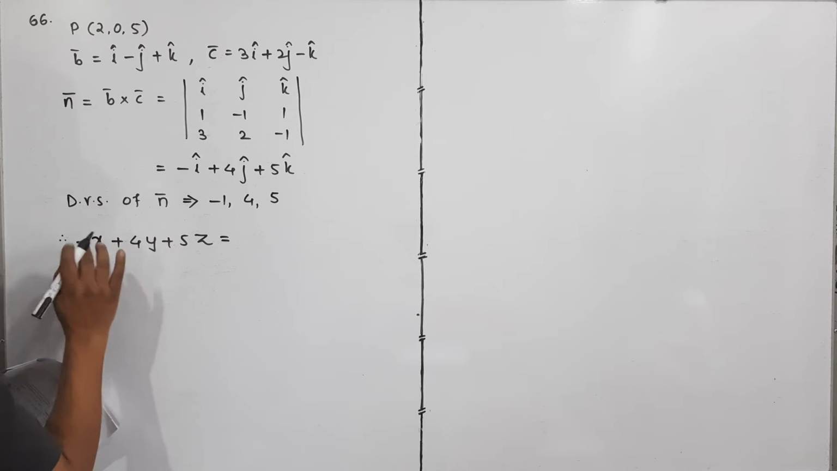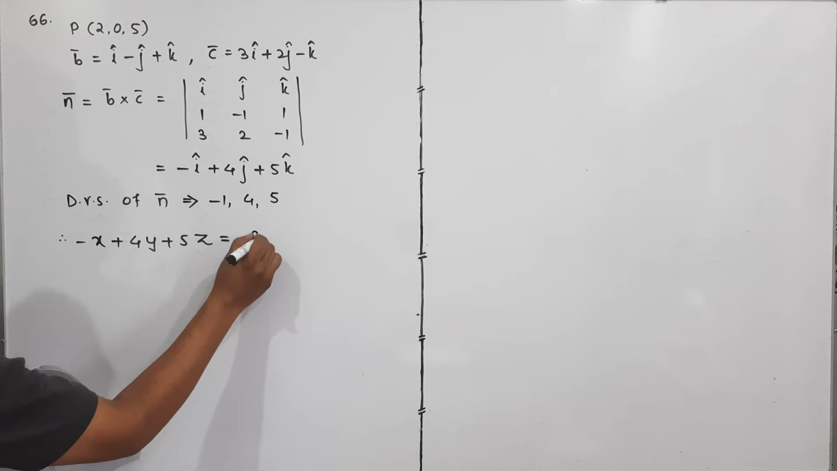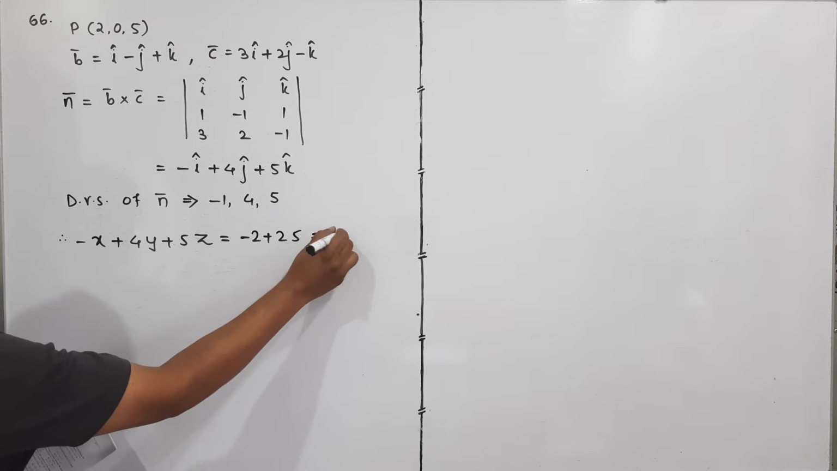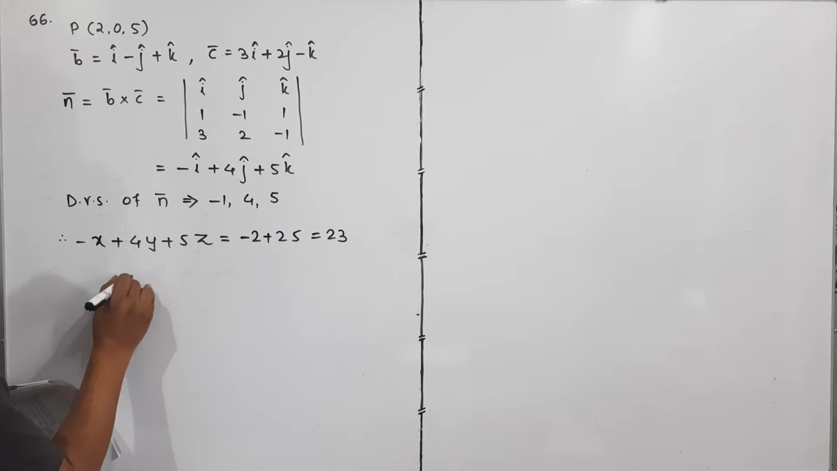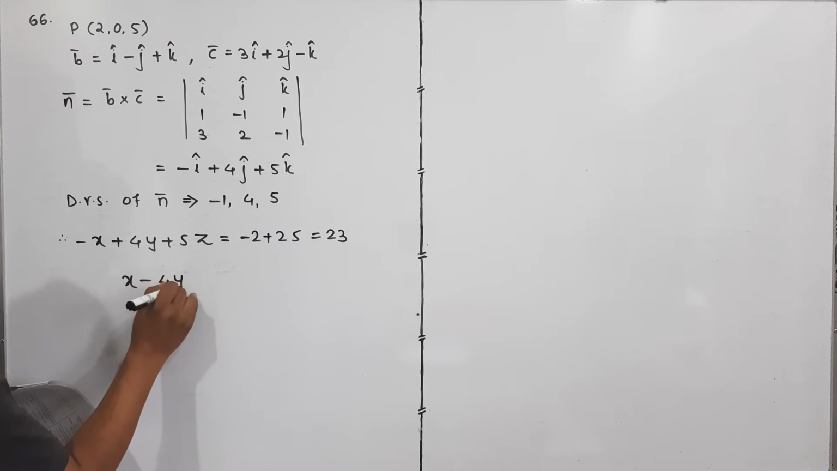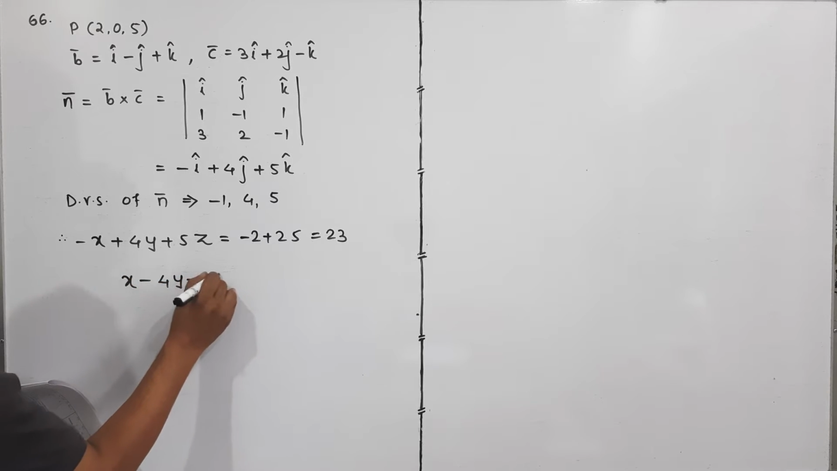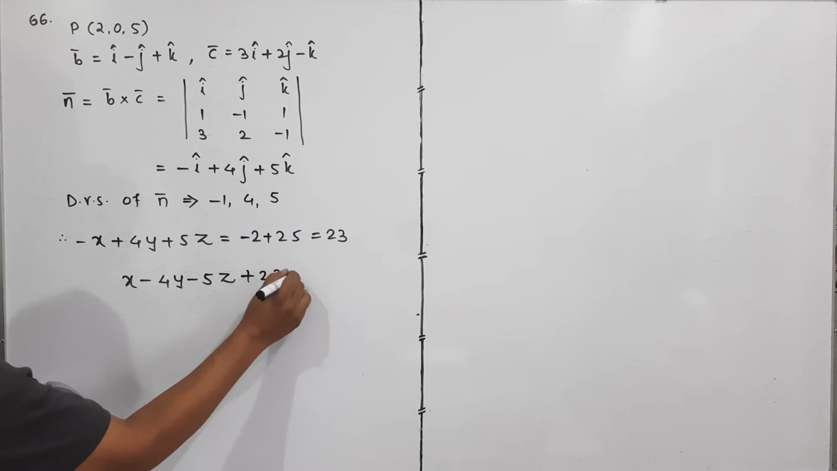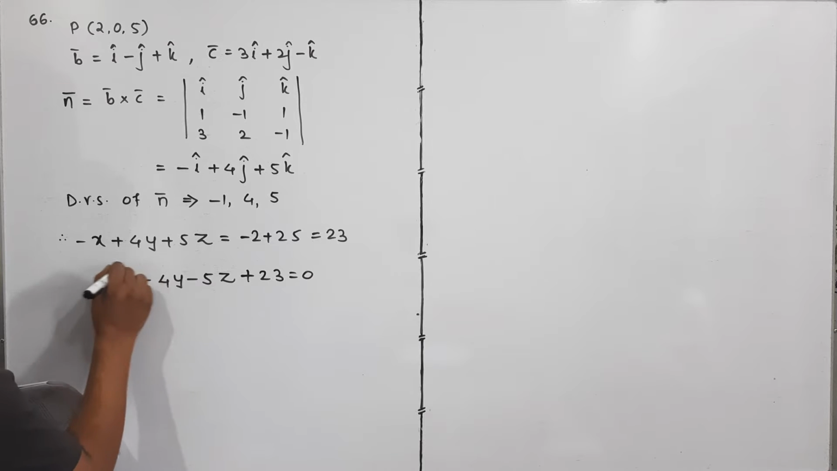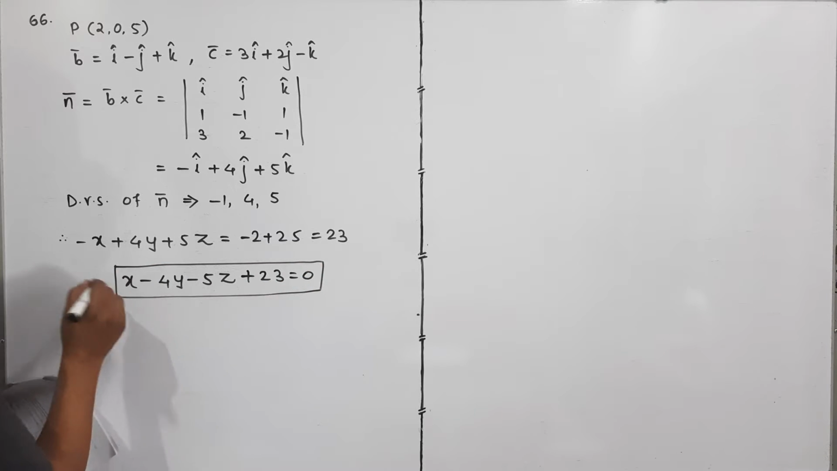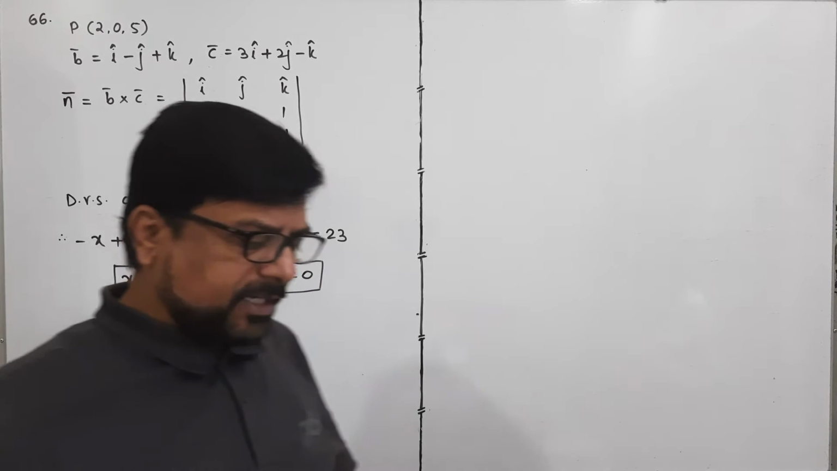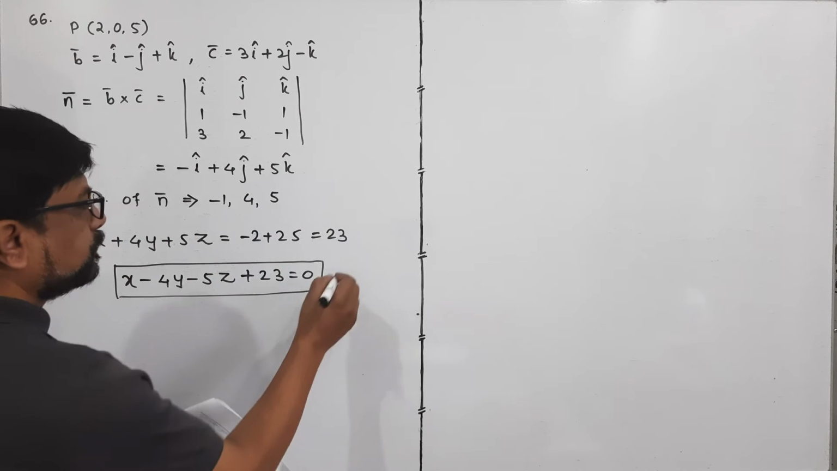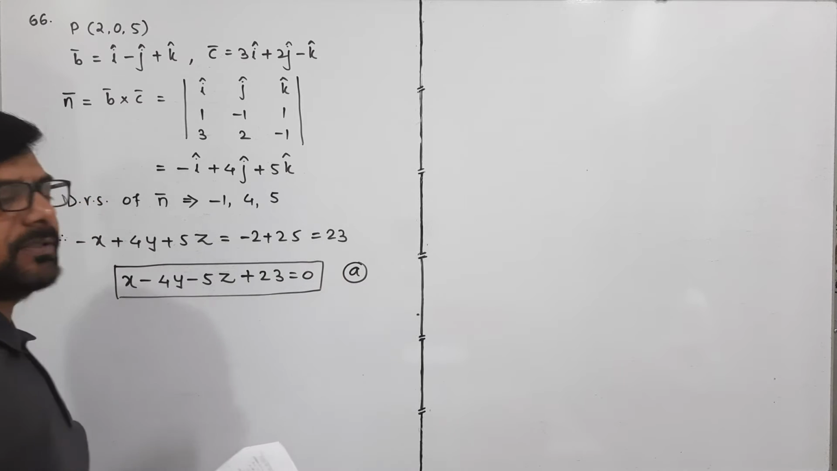Substitute these values here. It is minus 2 plus 25 means it is nothing but 23, and your final equation is x minus 4y after multiplying it by minus sign minus 5z is equal to minus 23 means plus 23 is equal to 0. Check your option. X minus 4y minus 5z plus 23 is equal to 0. Option A is your correct option. Option A is the correct option.